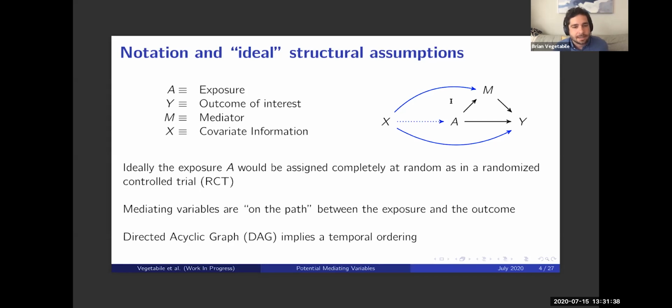And the directed acyclic graph implies a temporal ordering. Specifically, covariate information is measured before exposure. The mediator occurs after the exposure and before the outcome, and these temporal assumptions are important.